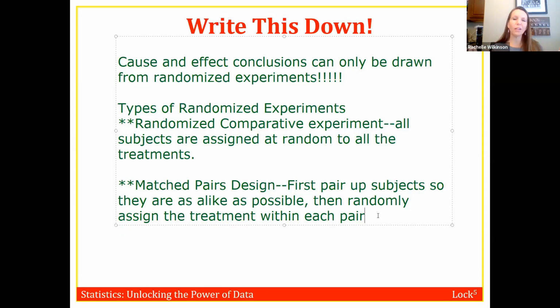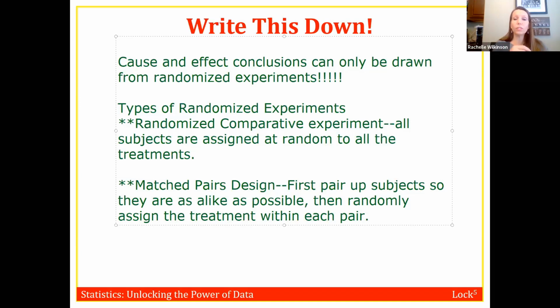So for example, if I was comparing two diet plans and I'm measuring weight loss, well, there's other things that can affect weight loss besides just the diet you're on, like your genetics, your gender, how overweight you are to begin with, your activity level. So all those things are going to affect your weight loss in addition to the diet. So if we take people and we pair them up so that they're very similar in all those other characteristics, so that the main thing that's different between the two people is the diet that they're on, then our end results are going to be more distinct. We're going to be able to tell the difference.